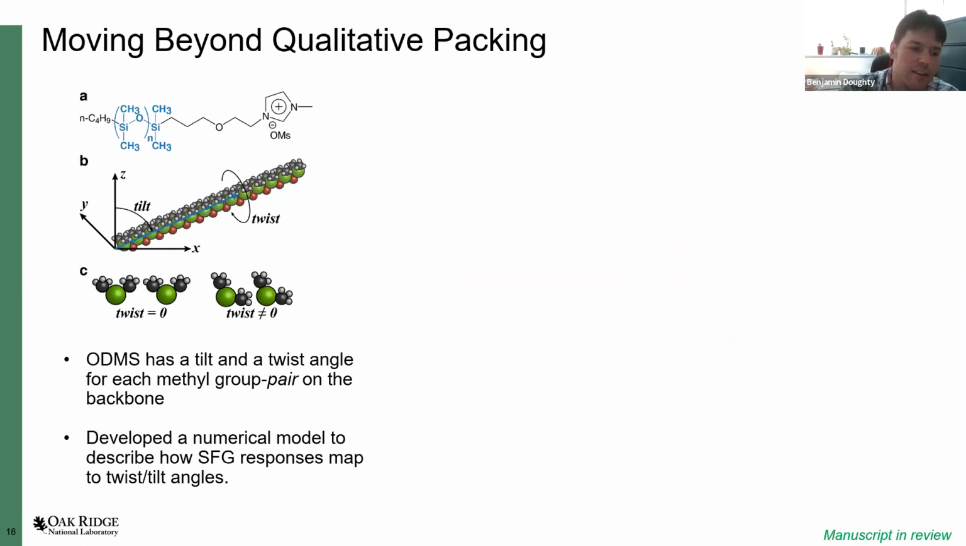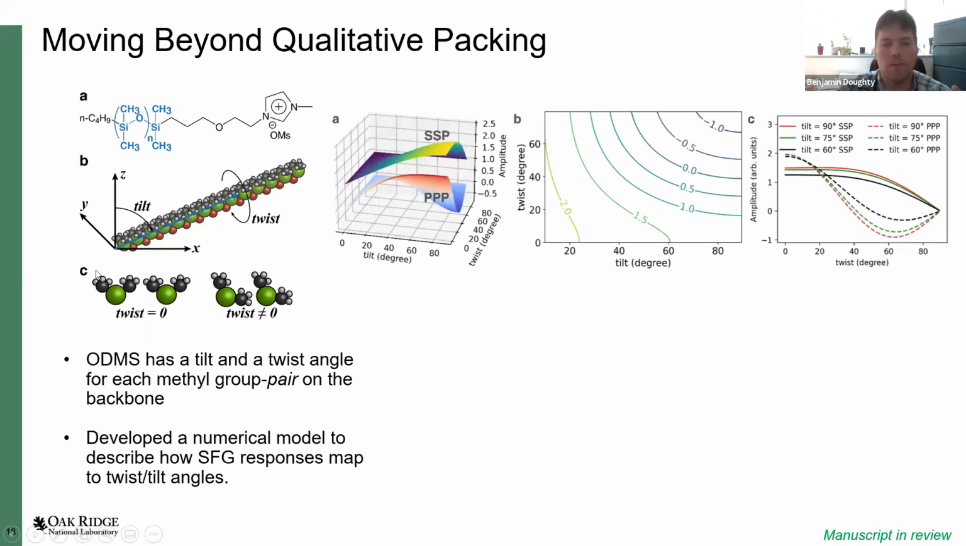This is all very qualitative, right? We're talking about changes in some of the signals and the intensities. We started moving beyond this a little bit. I don't have time necessarily to go into all the details of this, but we're building a model where we can take the orientation of these methyl groups on the ODMS, and then each one of those has a tilt angle and a twist. So we're able to simulate the tilt and the twist angles for different polarizations.